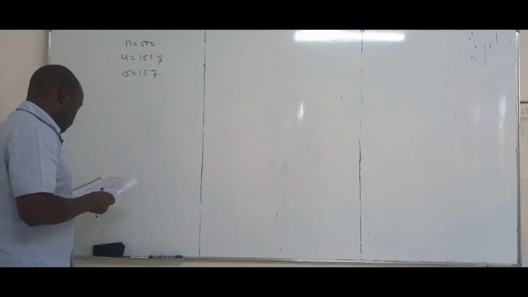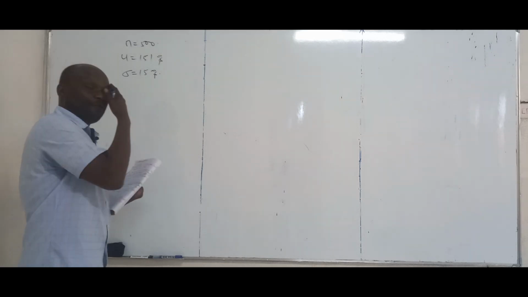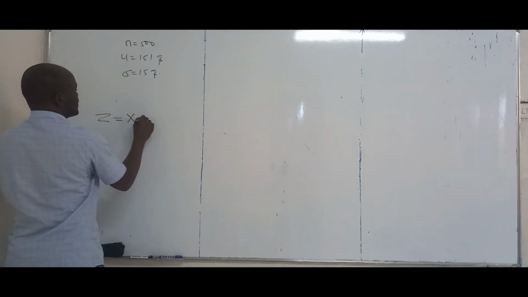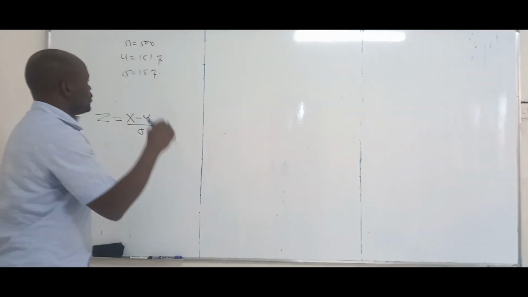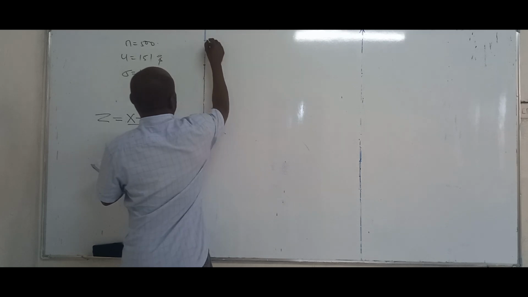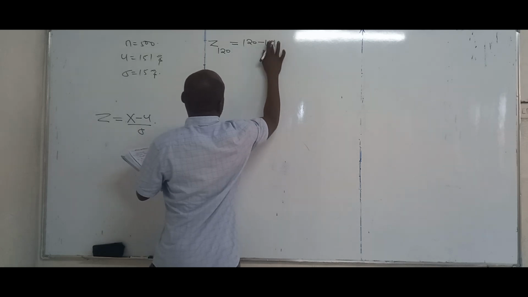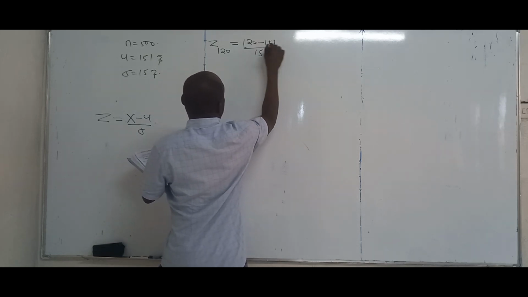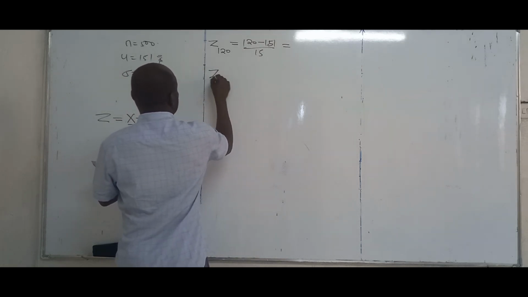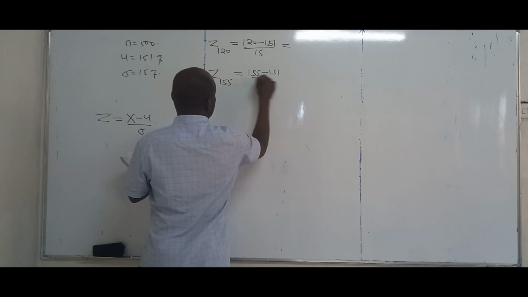Then we are required to get the number of packaging tins that weigh between 120 grams and 155 grams. So we know that Z is equal to X minus the mean over the standard deviation. So what we'll do first is find Z of 120, which will be 120 minus 151, which is the mean, over 15. That gives us a value. Then the other range is 155. So Z when it's 155 will be 155 minus 151 over 15.